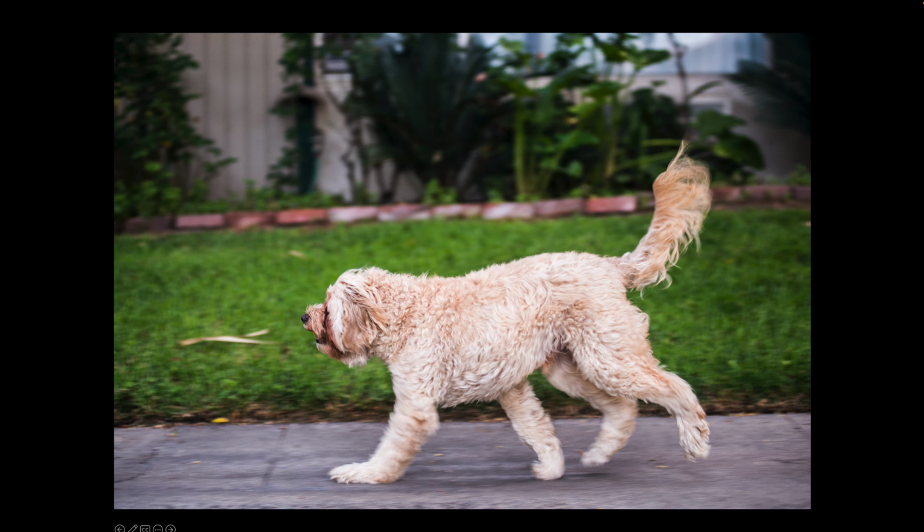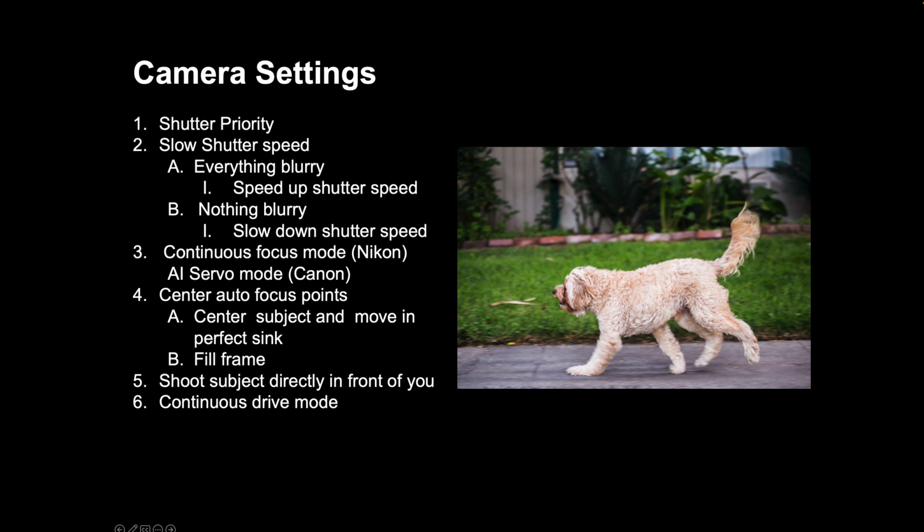Now, the camera settings, you have it on shutter priority. You slow the shutter speed, everything is blurry. You're going to speed up the shutter speed, and nothing is blurry. Then slow down the shutter speed.